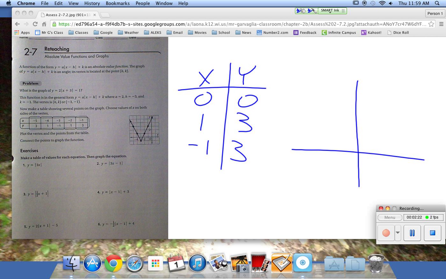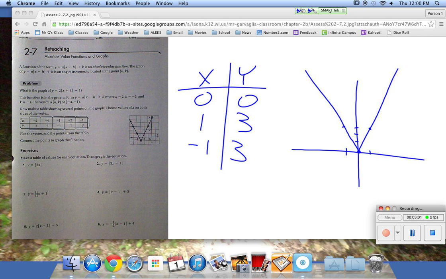All right? And I look at this and I say, well, it's going to hit at 0, 0. I'm going to go over 1 and I'm going to go up 3. And I'm going to go back 1 and I'm going to go up 3. So my V goes like this. Literally, when you do absolute values, that's all it is. That's all you have to know. If you can show this on an assessment, you're good. Pretty easy, right? Remember 0, 1, negative 1 for your x's, and then figure out what they are.